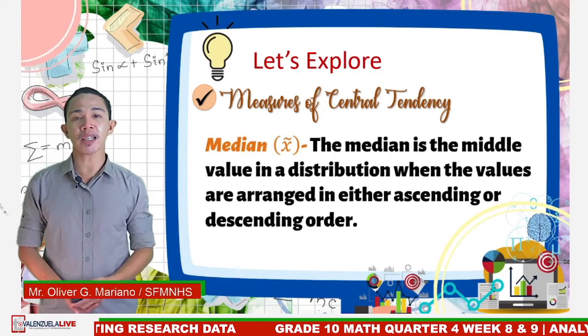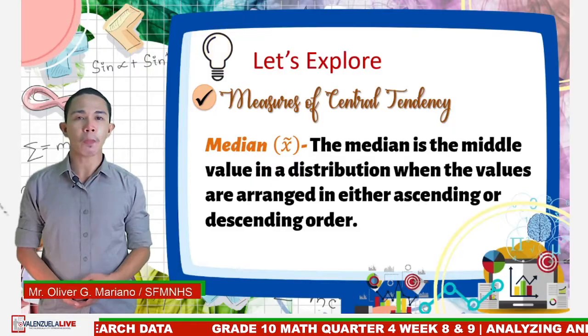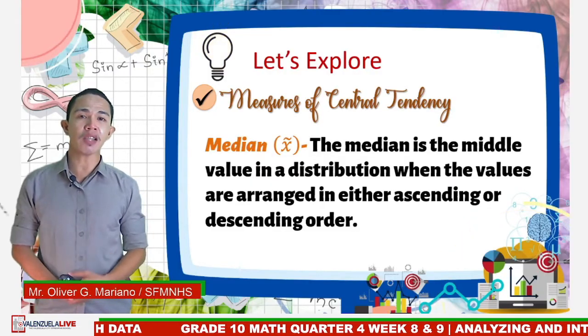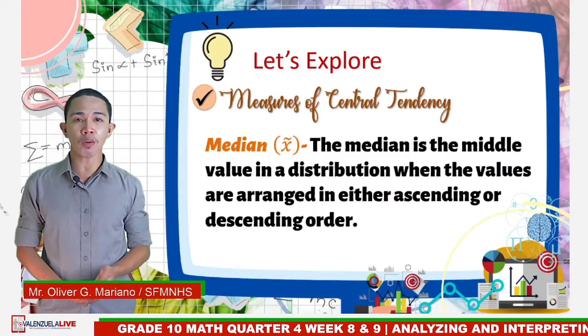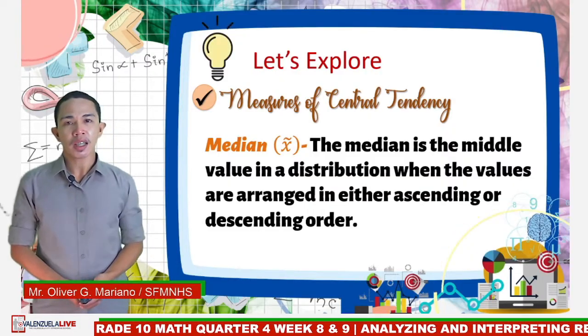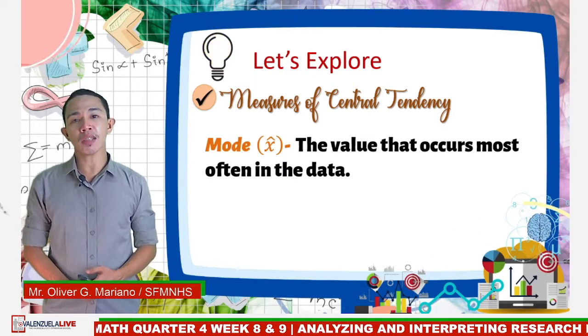Another measure of central tendency is the median, which is denoted by X curl. The median is the middle value in a distribution when the values are arranged in either ascending or descending order. And we also have the mode, which is denoted by X hat.